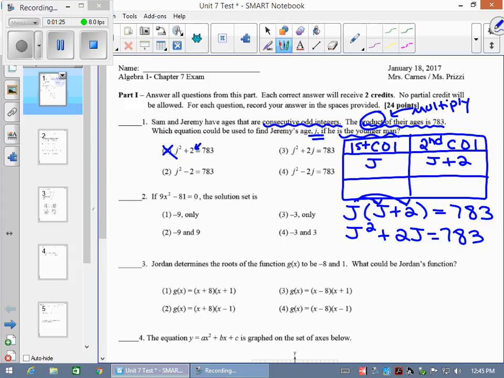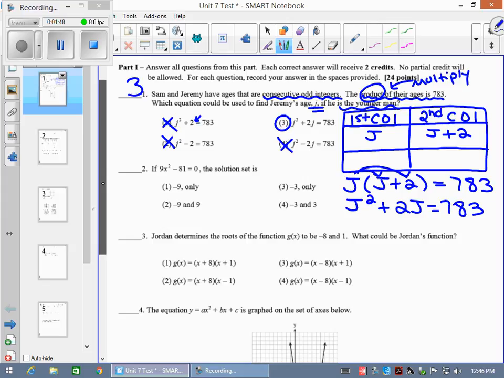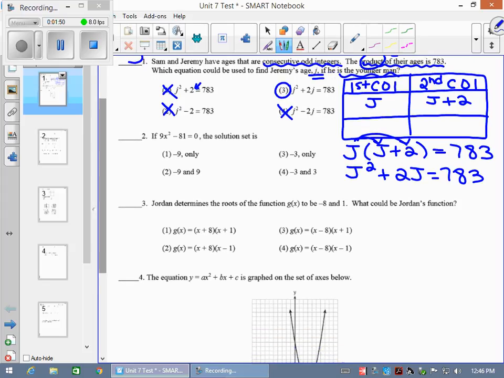Choice 2 and 4 are not correct because instead of using j plus 2, they used j minus 2, which would be a consecutive integer, but they told me j represents Jeremy, who's the youngest. So I can't use j minus 2 because that would mean Sam is younger than Jeremy. So choice 3 is my only option here to represent the equation I could use to solve and find Jeremy's age and Sam's age.